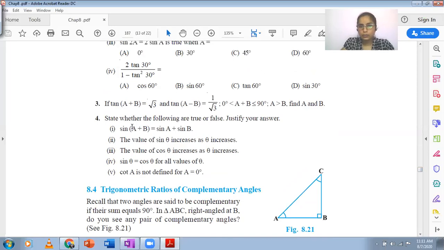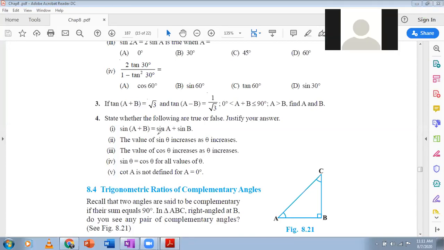State whether the following are true or false. Justify your answer. Sin(A plus B) equals sin A plus sin B. Is it true? No, ma'am. You can take values for A and B, other than 0 and 90, and then you can decide for yourself. Just try and solve. Take any two acute angles and think of solving whether sin(A plus B) equals sin A plus sin B.